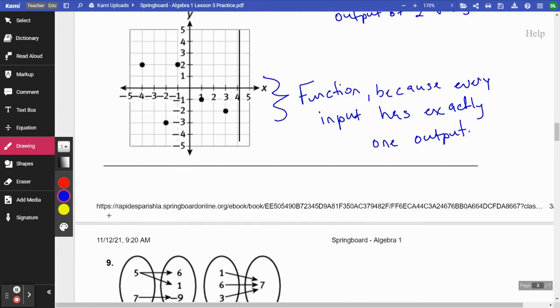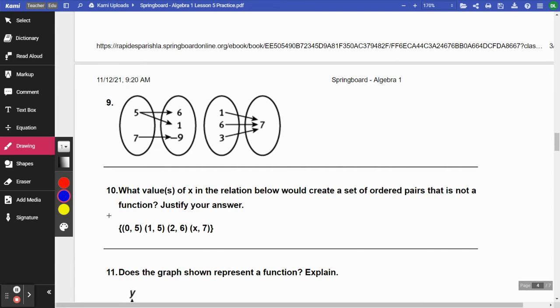All right, let's go to number 9, looking at the mapping. Remember, one input, one output, right? For a mapping, in order for something to be a function, it can only have one arrow per input. See how this has two arrows? This has two arrows coming off of one input. So this one here is not a function.